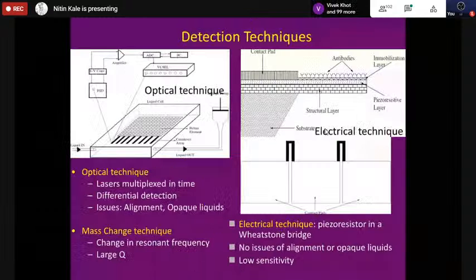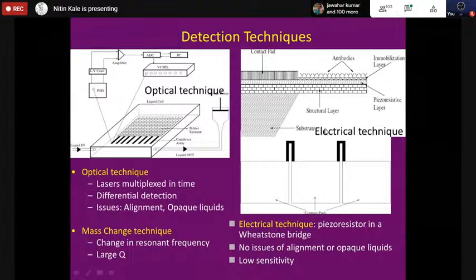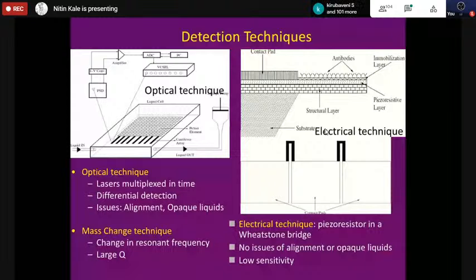Okay, now the cantilever has bent. How do you know that it has bent? So you need some sort of a detector for the cantilever bending itself. One way is called the optical technique, where you shine a laser on the tip of the cantilever and you collect it by an array of photosensitive diodes. So as the bending happens, different diodes will be fired, and you will know how much it has bent and whether it is bent or not.